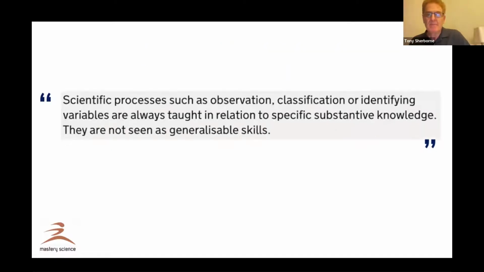The second mistake is perhaps an old-fashioned one, where we used to teach lessons on observations or looking at evidence, as though you can teach that skill, and textbooks still make that mistake. They have a chapter on working scientifically, as though you can just learn it out of context. And of course, that's not how scientists work.